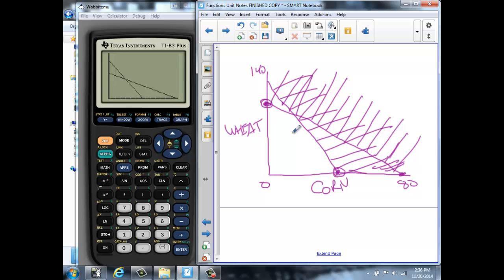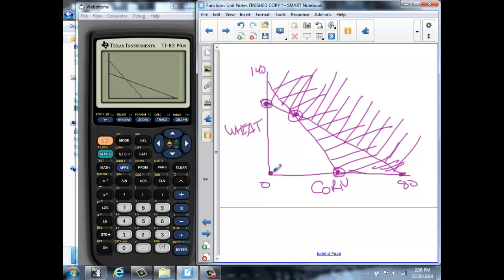So here's where you plant all wheat. Here's where you plant all corn. Here, you plant wheat and corn. And so you use all of your space, you use all of your money, and you found a way to plant some wheat and some corn.